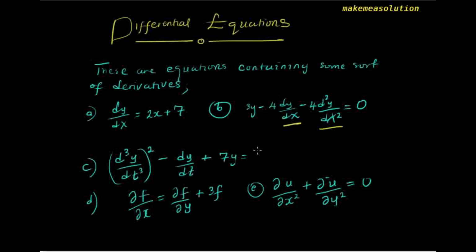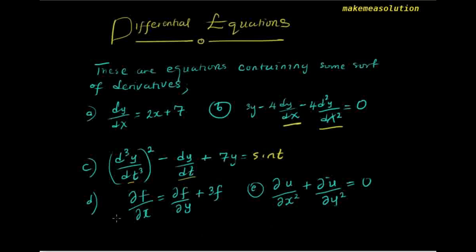Then we have C: d cubed y by dt cubed, all squared, minus dy by dt plus 7y equal to 0. Looking at this one, for instance, it's a differential equation. Though it's looking funny, complicated and tough, it's also a differential equation. You have a third derivative and a first derivative. You can see that this third derivative is raised to a power of 2. It could be any other power, any other number. This is just an instance of what a differential equation is.